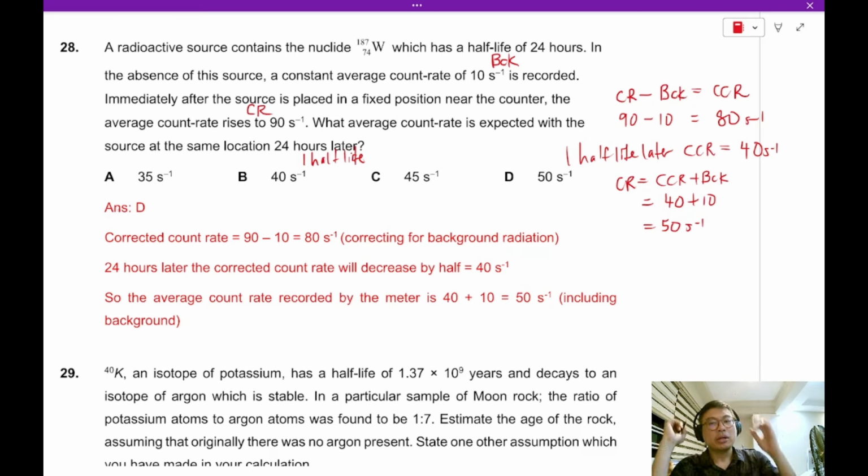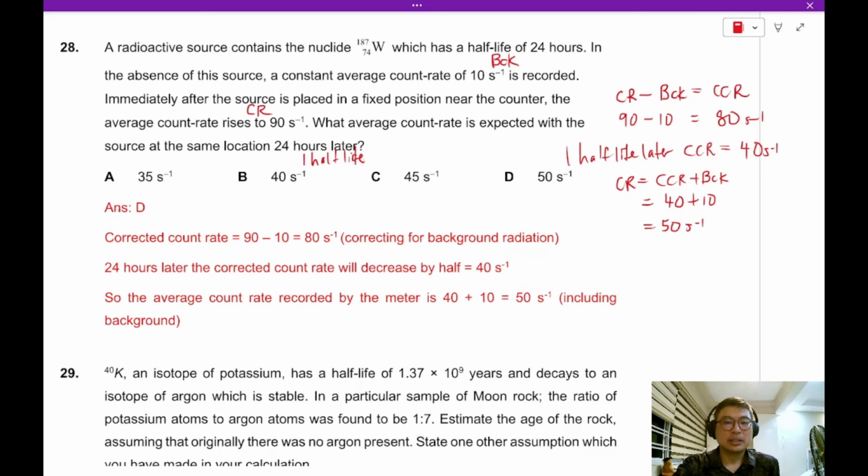Now, the background radiation is actually quite significant. We are going to read about 10 to 14 activities per second in almost any location on Earth. So we're exposed to quite a lot of background radiation. I hope you remember how to deal with background radiation now. You take it away from the count rate to get the corrected count rate. Then you apply your decay laws to the corrected count rate. You add background radiation back to estimate what you're going to read on the sensor.